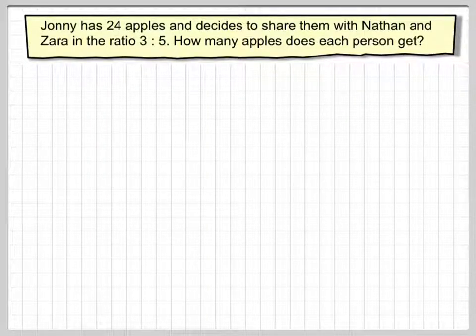Hi, this video is about sharing in a given ratio. It says Johnny has 24 apples and decides to share them with Nathan and Zara in the ratio 3:5. How many apples does each person get?